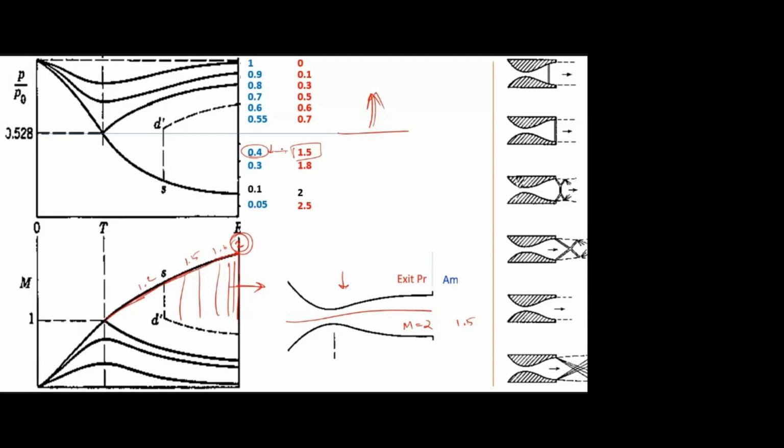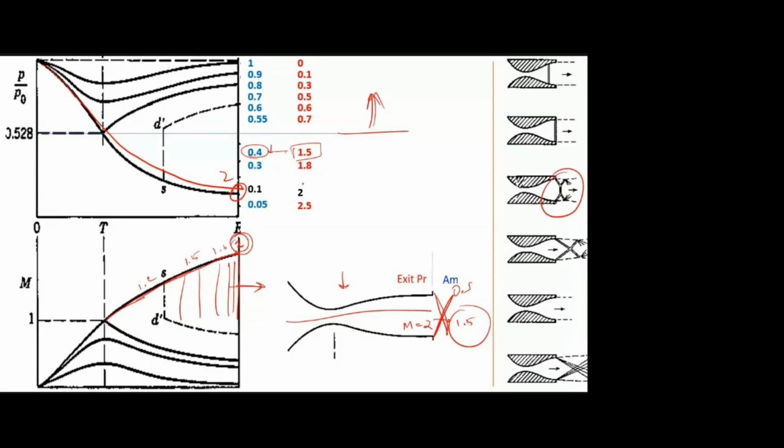Now further I am decreasing the pressure ratio. For that, the exit Mach number should be 1.5, but the duct has already accelerated the Mach number to 2. In that case, what will happen? There will be an oblique shock wave. That oblique shock converts this Mach number 2 to 1.5. So this curve hereafter will not vary, because the duct already accelerated to Mach number 2. For this condition, there will be an oblique shock wave which converts Mach number 2 to 1.5.